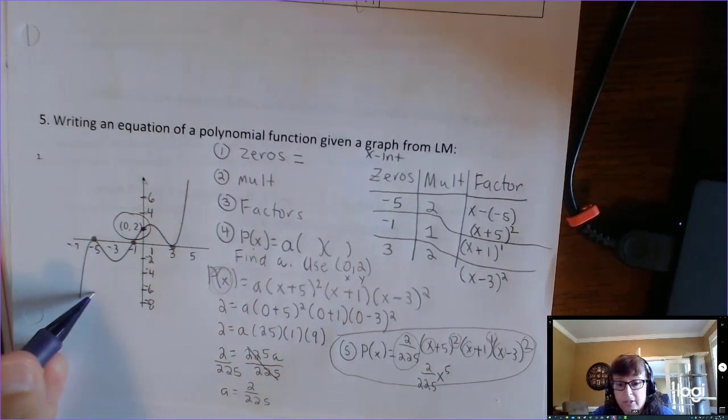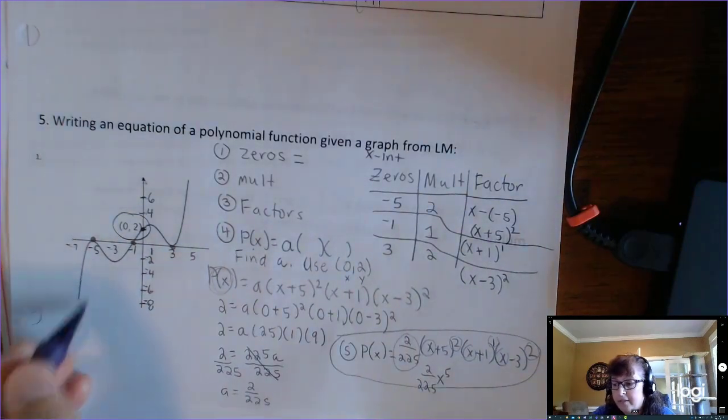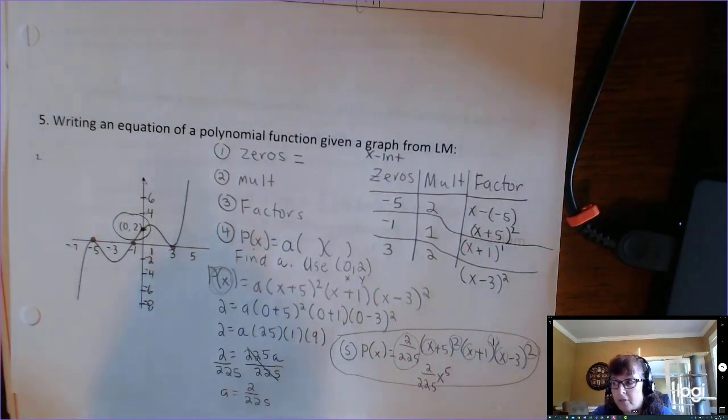Is that an odd degree looking graph? Then that means that you did it right. Is a positive, down, up? So you've got that one.